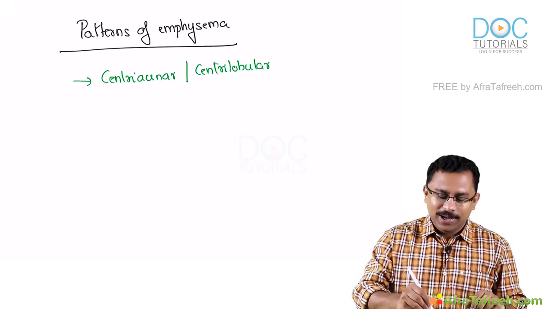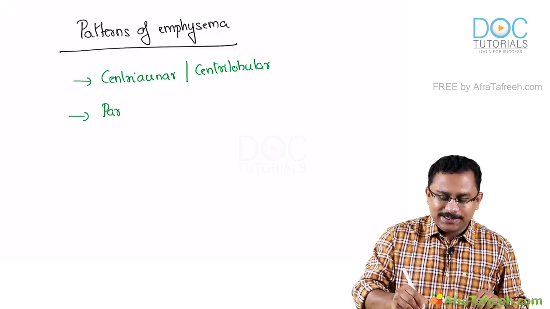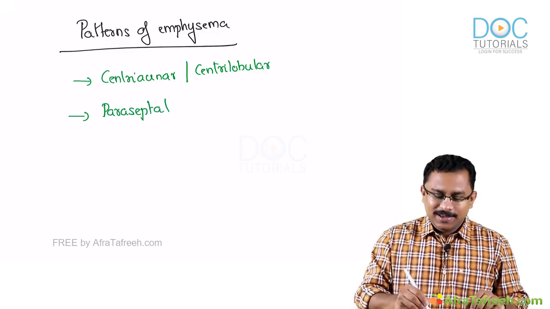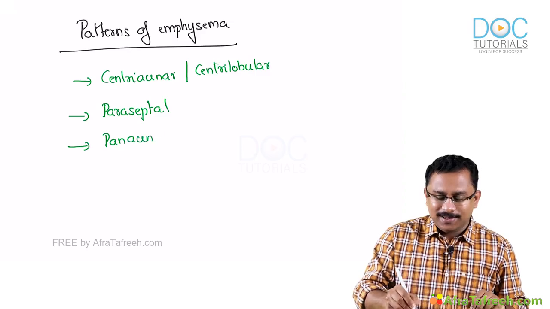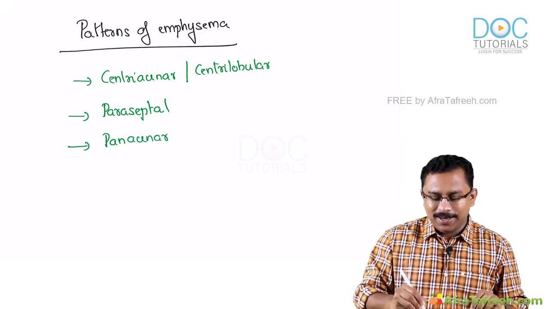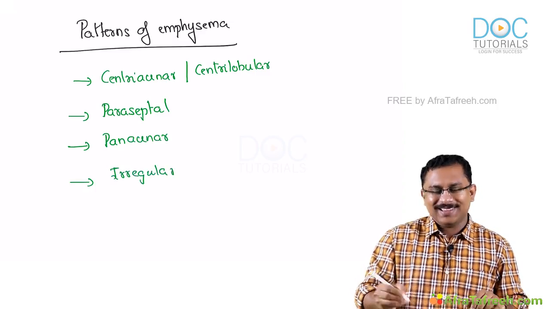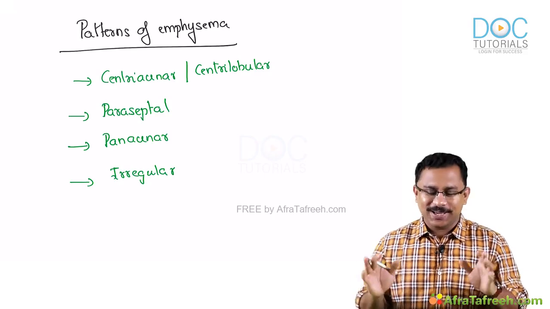Centri-acinar or centri-lobular. Then you have a paraseptal region, paraseptal. Then you have a pan-acinar pattern, and then there is an irregular pattern. Okay. Now what are these individual patterns is what we are going to see.